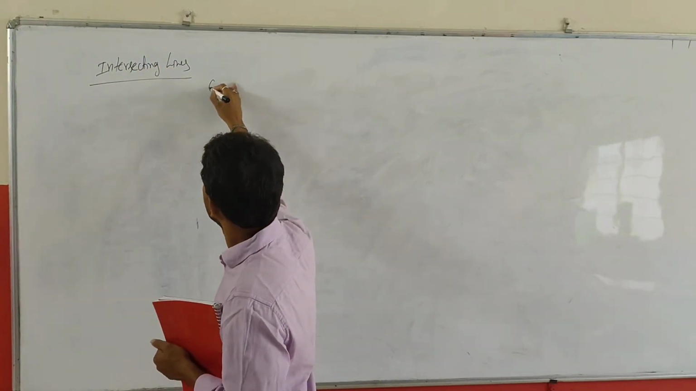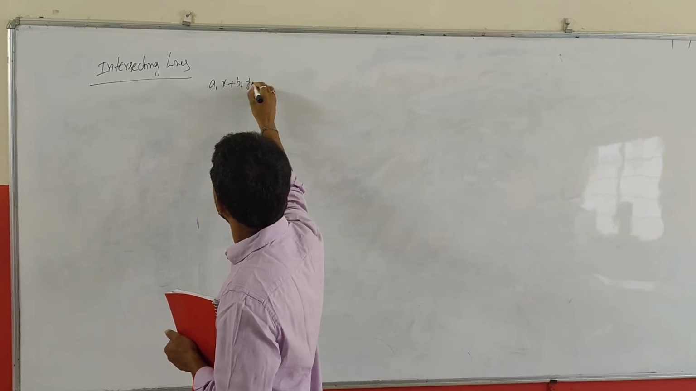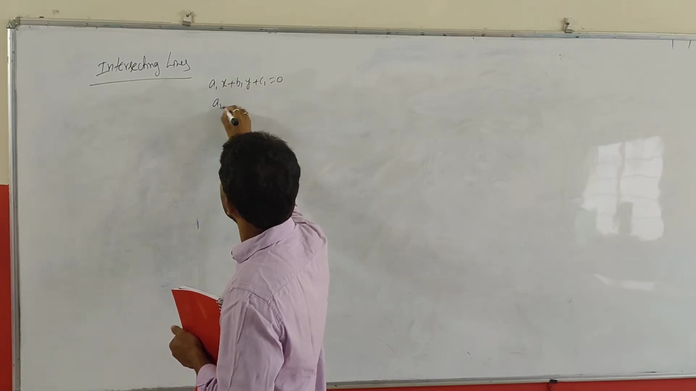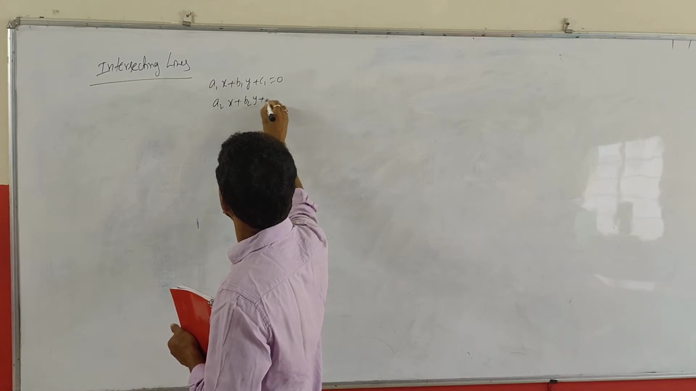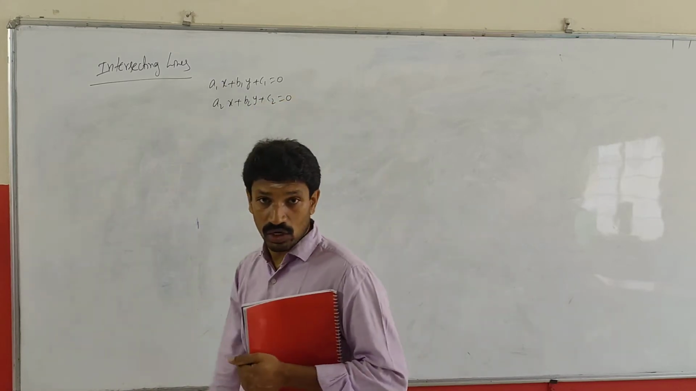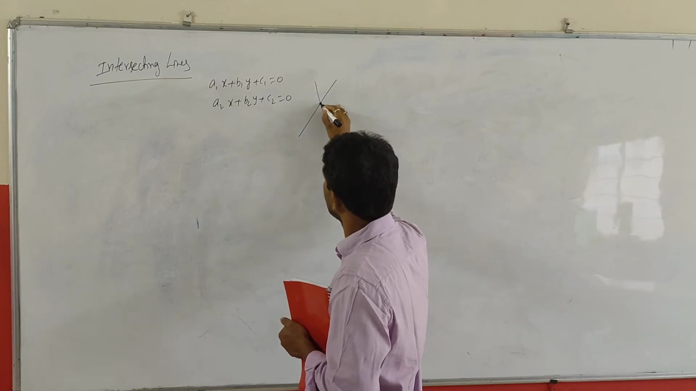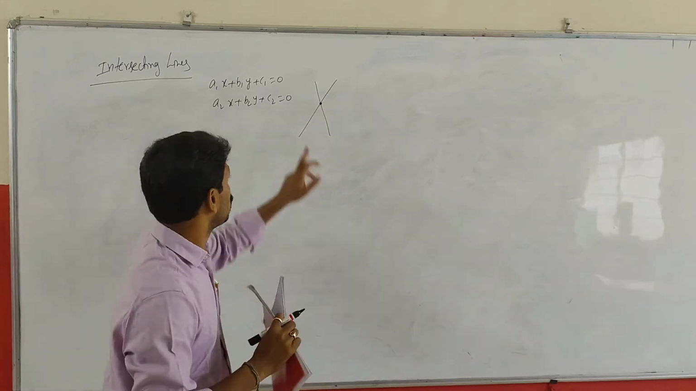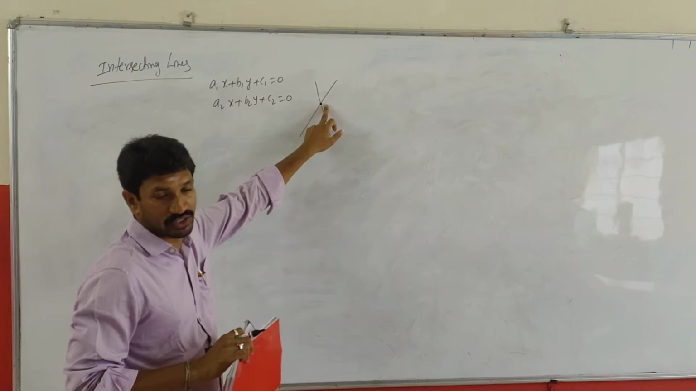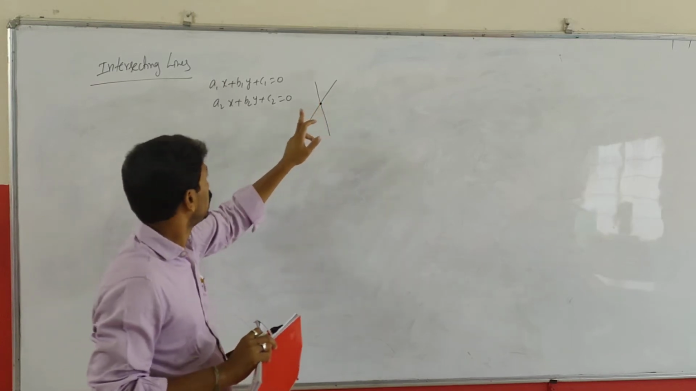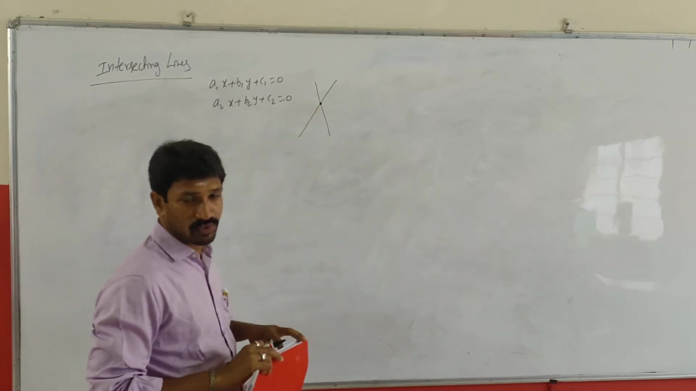Let us take a1x plus b1y plus c1 is equal to 0, and a2x plus b2y plus c2 is equal to 0. These are the two lines. If these are intersecting, that means these two lines pass through a fixed point. Then these two lines are called intersecting lines.